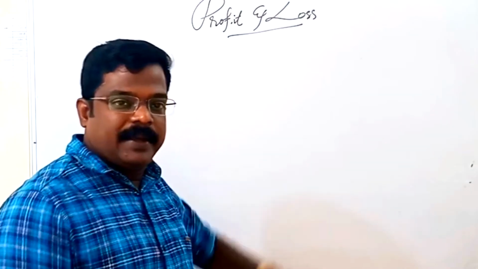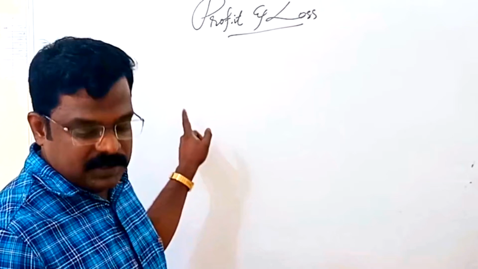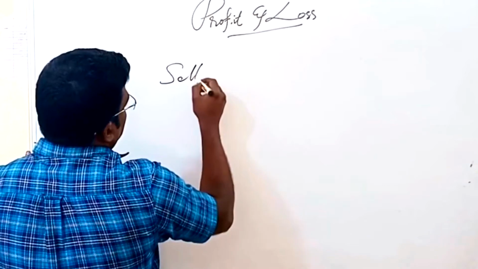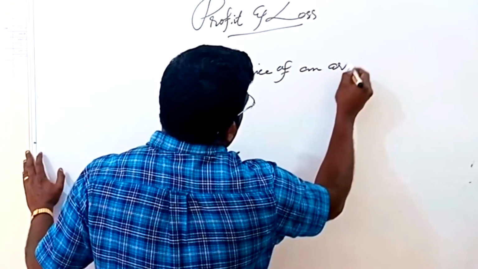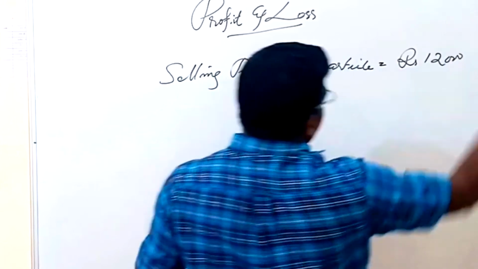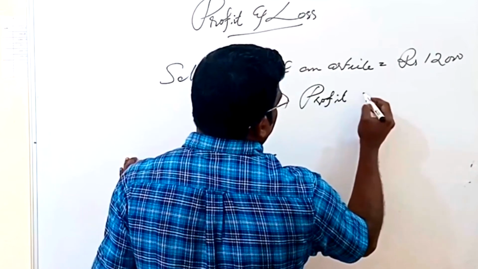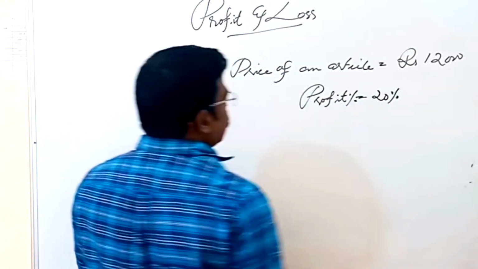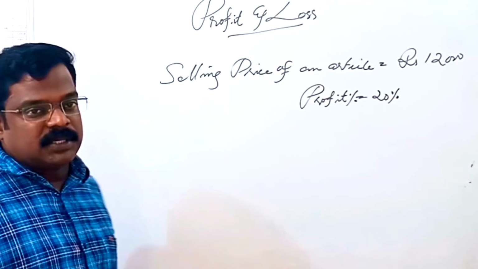So next we can check how to find the cost price if the selling price and profit percentage are given. Here, by selling an article, the selling price of the article is rupees 12,000. The profit percentage is also given, the profit he made by selling at this rate, that is 20%. So the selling price of that article is 12,000 and its profit percentage is also given.